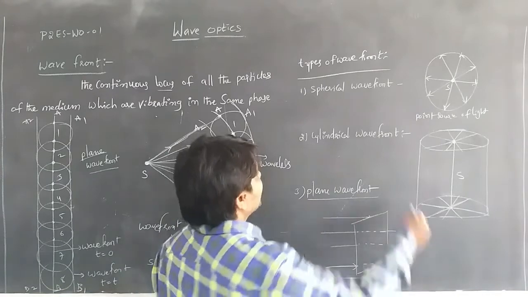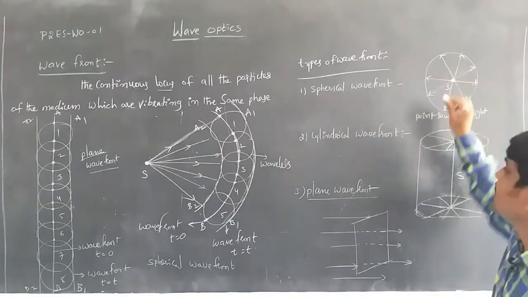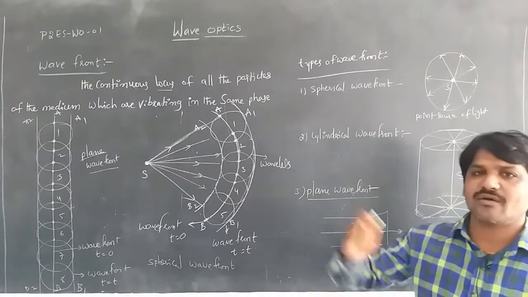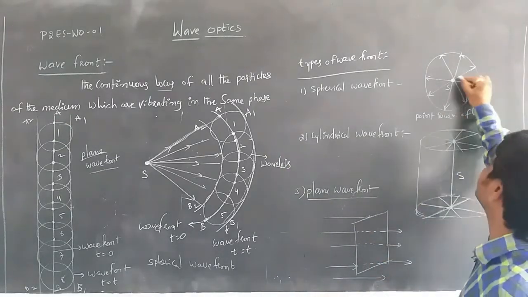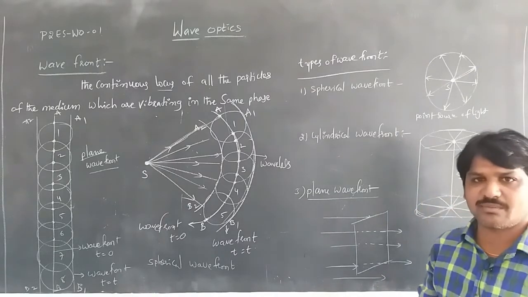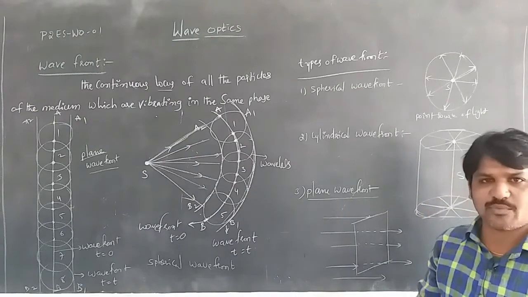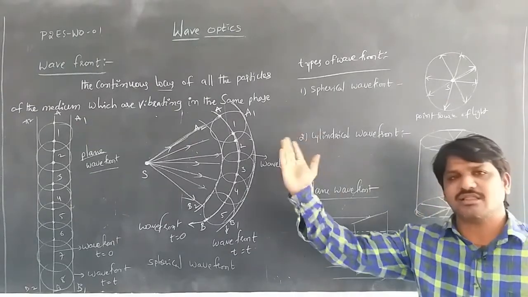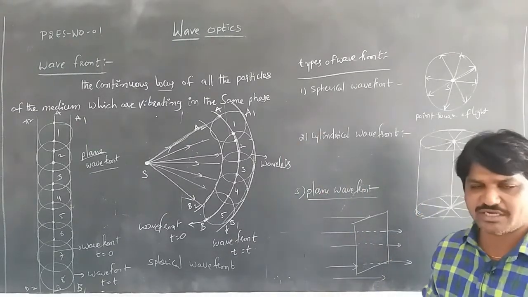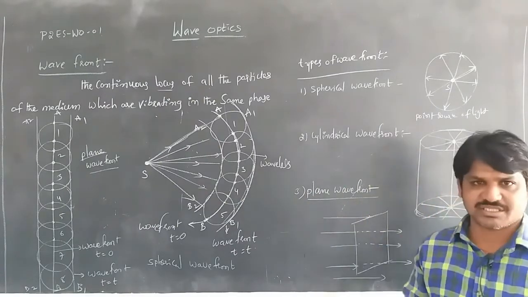When the source is a point source, the light travels in all directions. For example, a normal bulb at home, a 100 watt bulb, is considered a point source, and its light travels in all the directions.